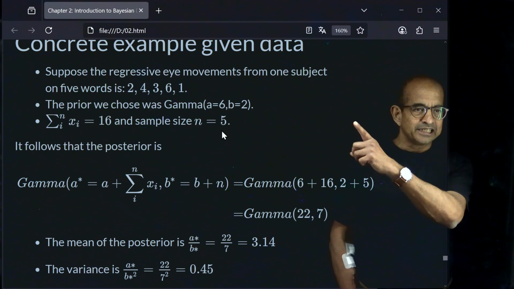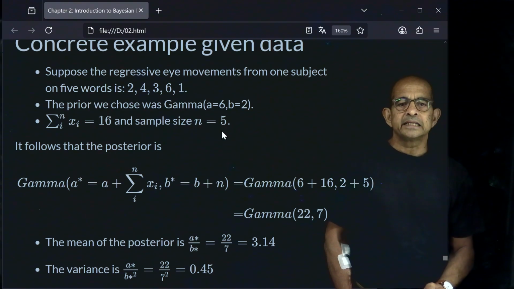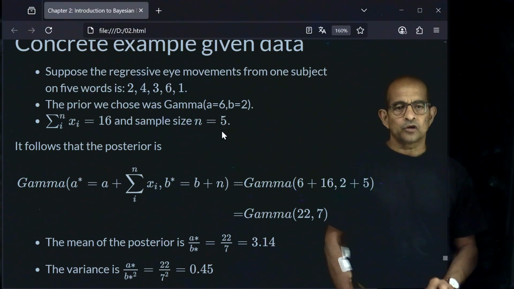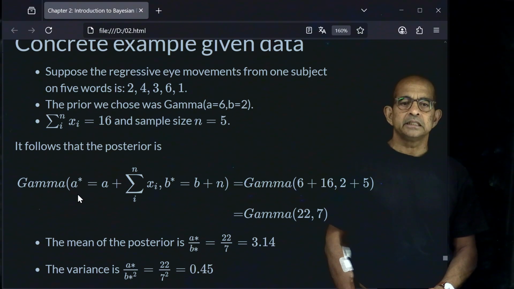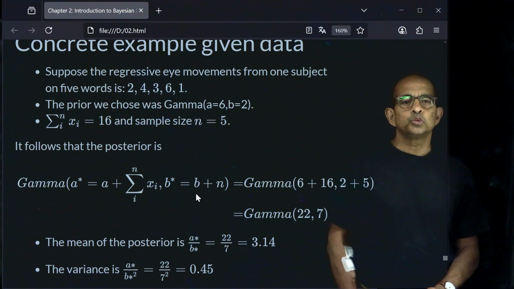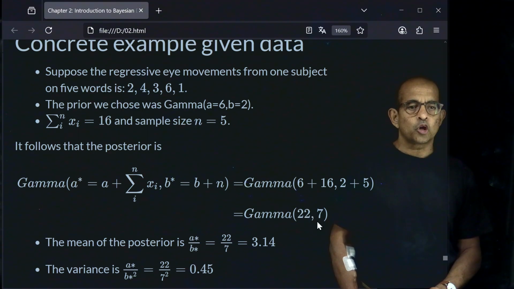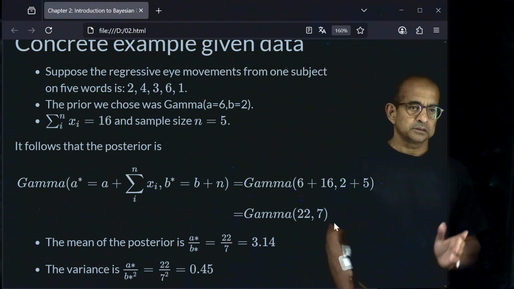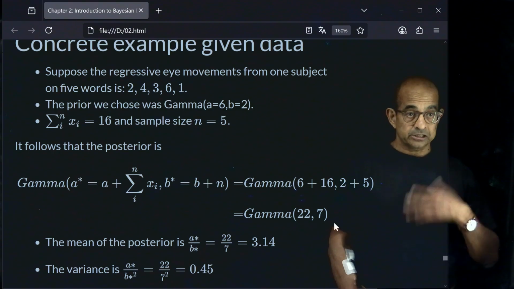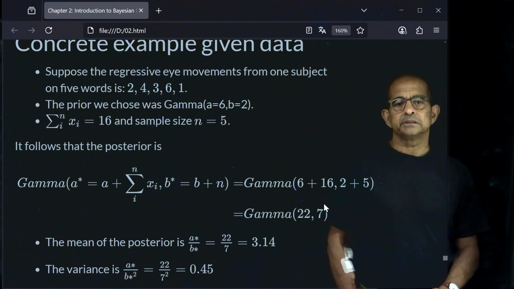So given the analytical result I just computed, I can already tell you what the posterior of the lambda parameter will be. It will be gamma a star, b star, where a star is a plus sum of x. So that means 6 plus 16, and b star is b plus n. So that is 2 plus 5, right? So we end up with a posterior on the lambda parameter that has the form gamma 22, 7. So the a and b parameters that are updated based on the data that we have seen are 22, 7, right?